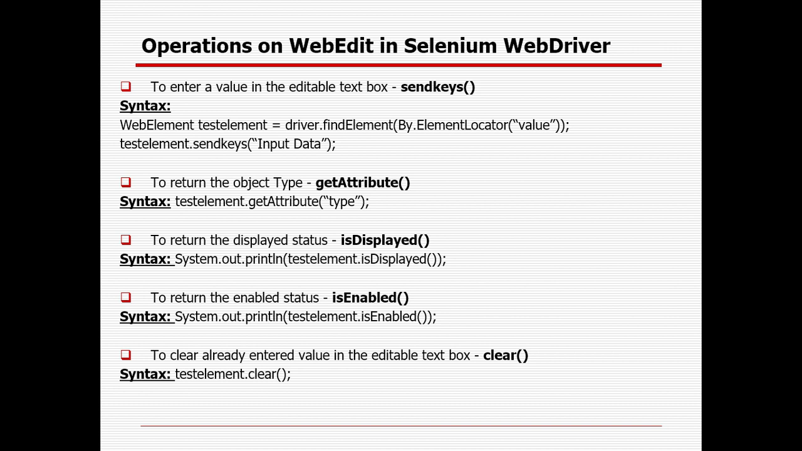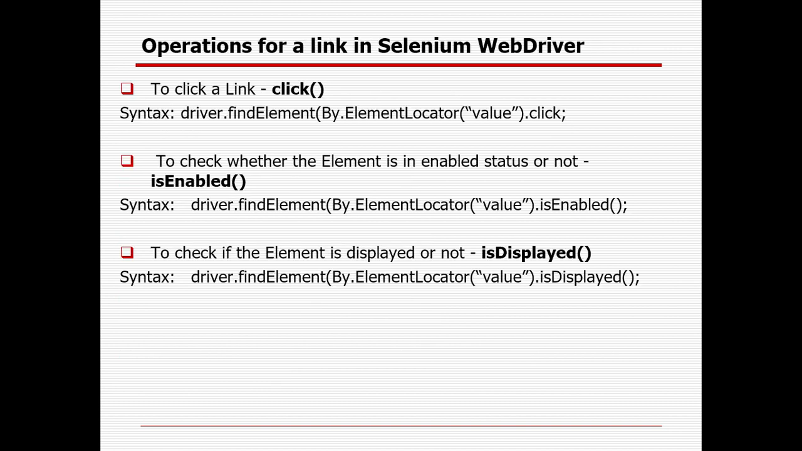These are the different operations you can perform on a web edit in Selenium WebDriver. Then I will show you what different operations we can perform for a link in Selenium WebDriver. These are the three operations we can perform. We can click the link, we can check whether the link is displayed or not, and whether this link is enabled or disabled. In case it is disabled, you cannot click it, just like the read-only field in the web edit box.